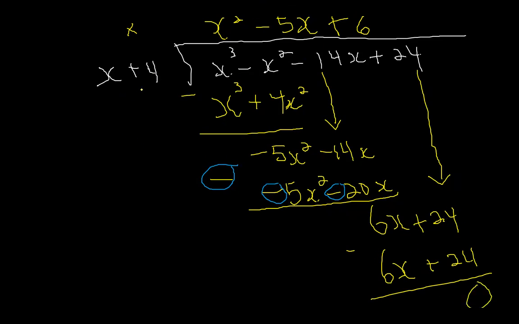Remember, because this is a factor, my remainder must be 0. If you got a remainder that is not 0, you did something wrong, check it over. Because I got 0, I know, okay, this is most likely correct, right?